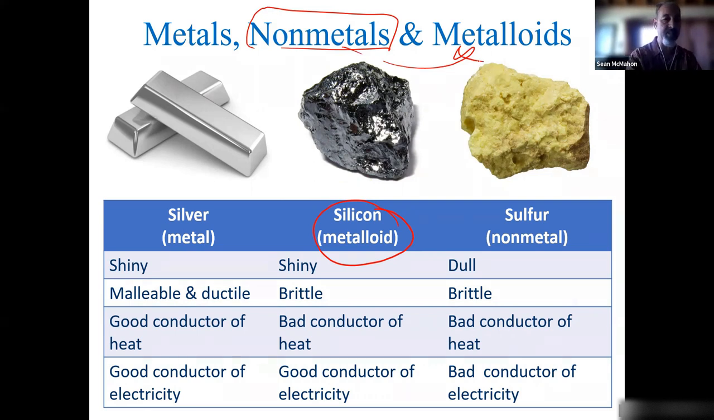But if we look at silver, which is a metal, what do we know? Well, it's shiny, right? I can shape it. It conducts heat and electricity. Well, what about sulfur? Dull, it's brittle, doesn't conduct heat or electricity. Well, what about silicon? Silicon Valley, metalloid. It's a solid. It's a little shiny, right? But it's brittle. I can't really hammer it into shape very well. And it doesn't conduct heat as well. It's a semiconductor for electricity. Okay.